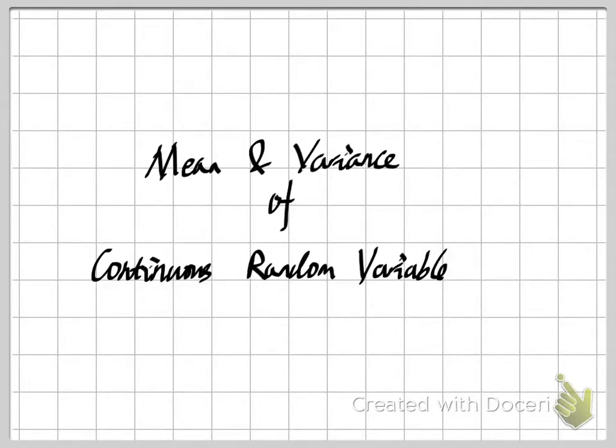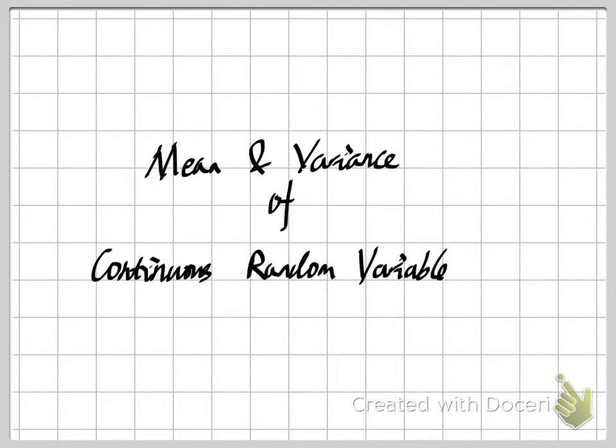So in this video, I want to continue our topics of probability. Now, in the last videos, we already talked about the probability density function and cumulative distribution function of a continuous random variable. So in this video, I want to talk about two important terminologies, mean and variance of a continuous random variable.